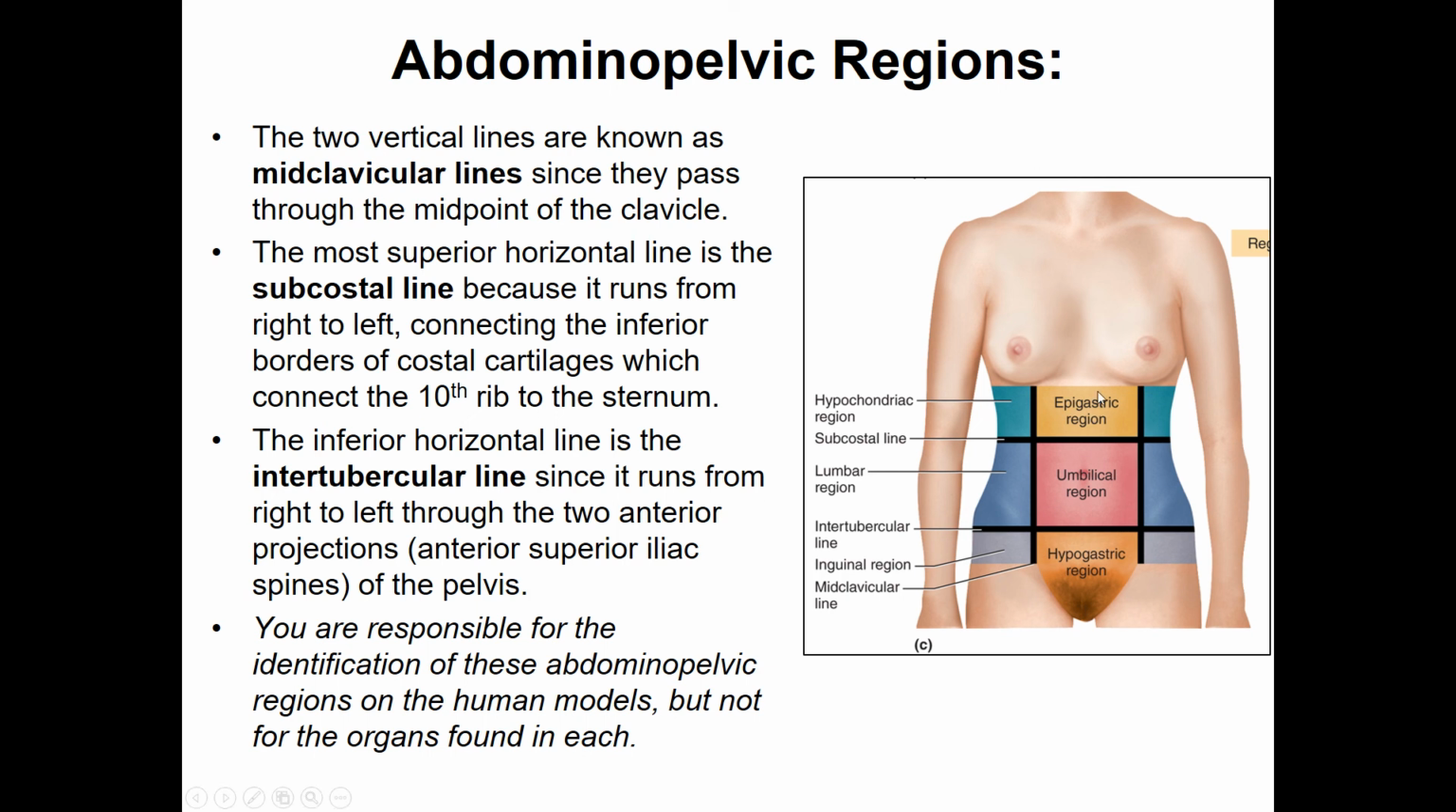Running down the center here, you'd see the epigastric region, the umbilical region, and the hypogastric region. And on either side of the epigastric, you'd see the right and the left hypochondriac regions. On either side of the umbilical, you'd see the right and the left lumbar regions. And then here on either side of the hypogastric, you'd see the right and the left inguinal regions, also known as the iliac regions.